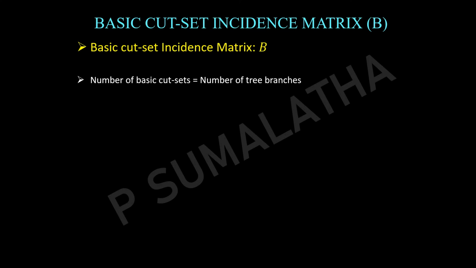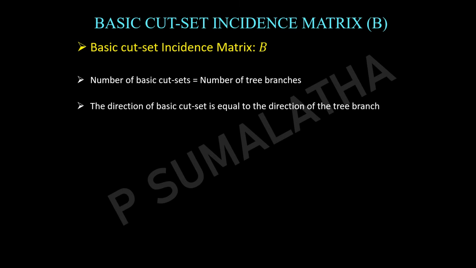Then how many basic cutsets do we have to form? The number of basic cutsets is usually equal to the number of tree branches. I already explained in the fundamental class how to form this graph and the oriented graph. The given graph can be split into a tree and a co-tree. Usually the tree branches are called twigs. So your number of basic cutsets must be equal to the number of twigs. In a simple way, it is equal to the number of tree branches.